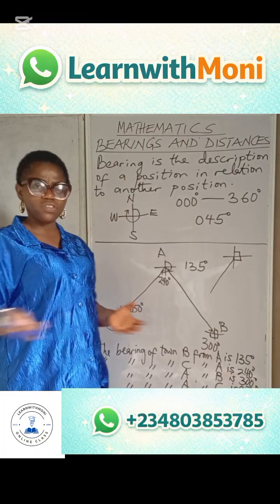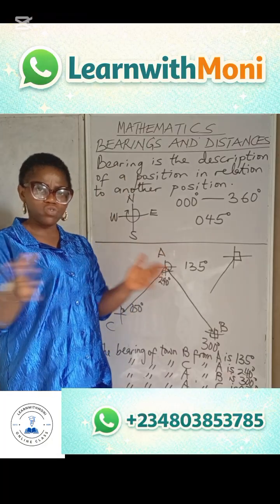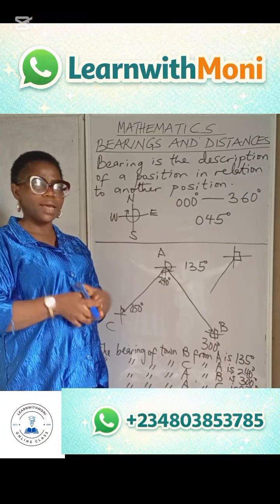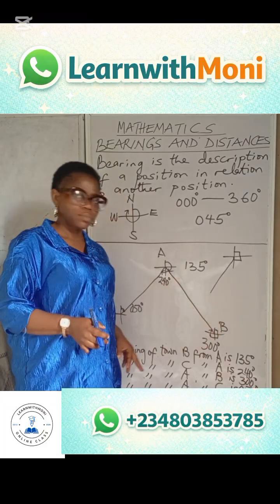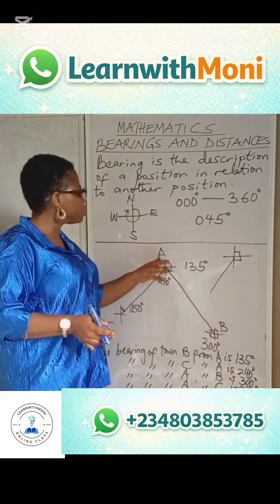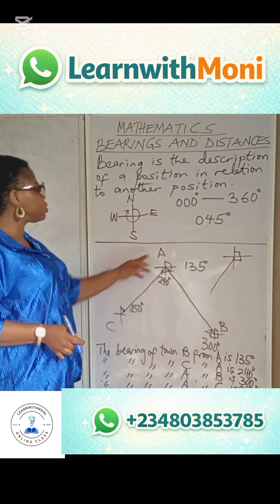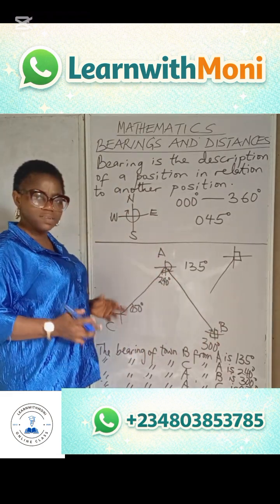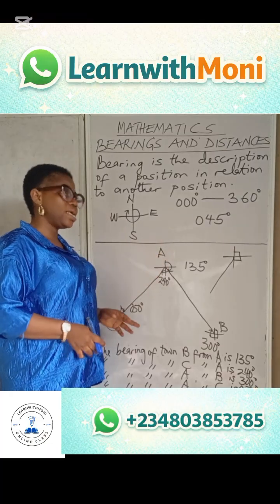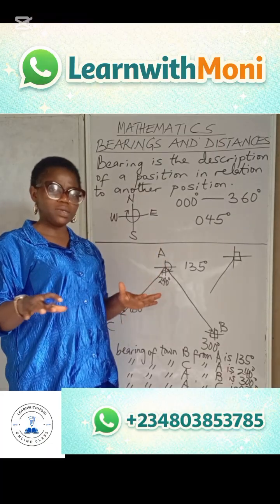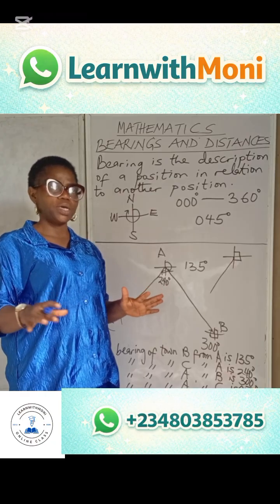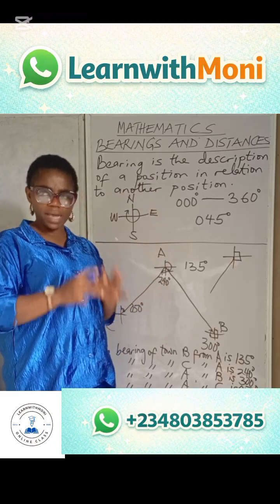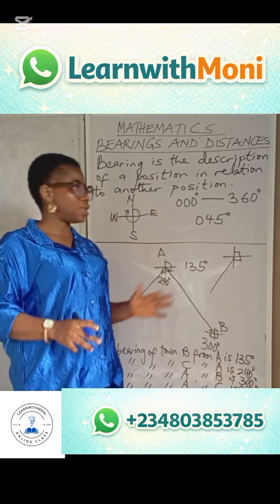Distances is just the length between 2 points. Like we know, the length between A and B is the distance between A and B. The length between A and C is the distance between A and C. For this introductory level and for junior school students, we are going to take some examples related to this level.